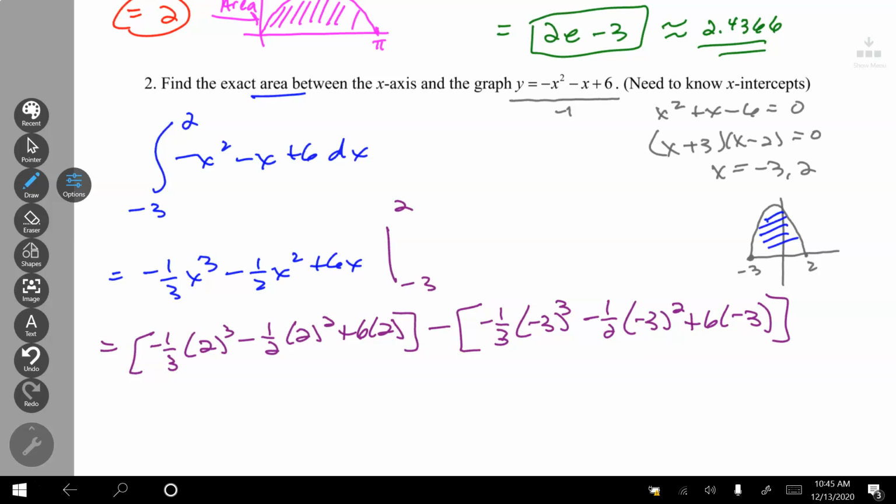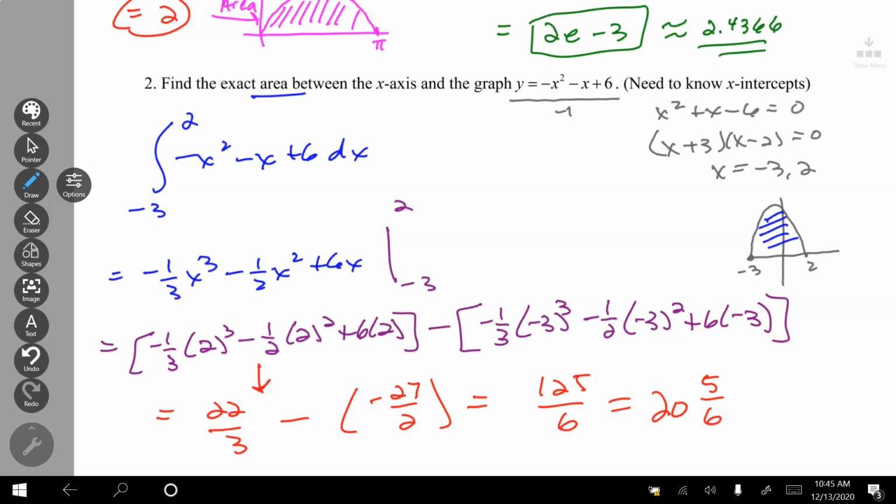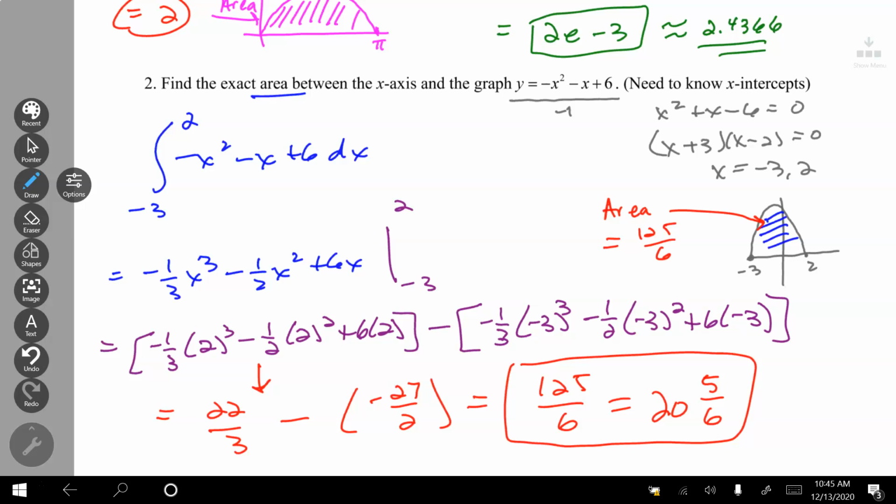Let's plug in the upper and the lower. And I tend to use my calculator for this, but you could do the computation all by hand. I get 22 over 3 minus -27 over 2. And when I put this all in the calculator, I get 125 over 6, or 20 and 5/6. So the total area is equal to 125 over 6.